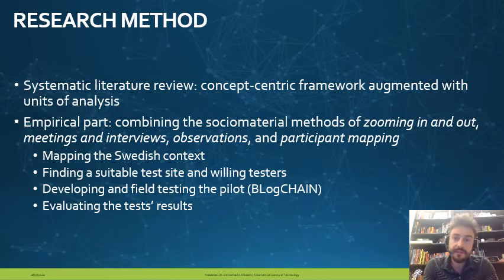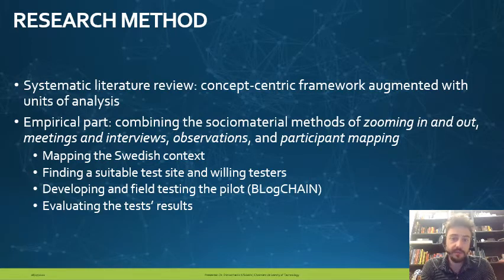So having this theoretical background, I can now show the research methods we used for this study. First, we did a systematic literature review, which utilized the concept-centric framework augmented with units of analysis. And then we moved on to the empirical part of our study, where we combined the sociomaterial methods of zooming in and out, having meetings and interviews, doing observations, and also mapping the participants of our project.